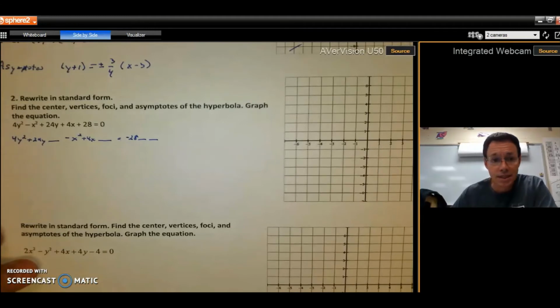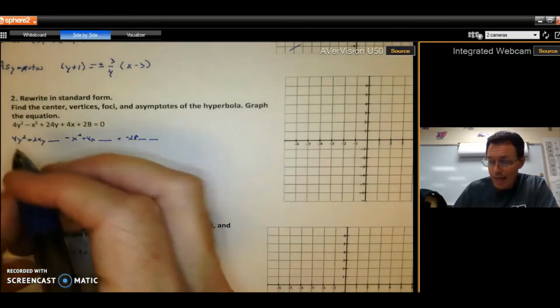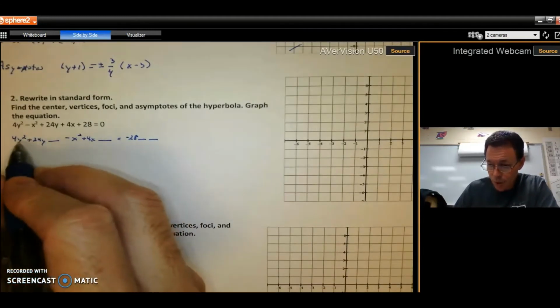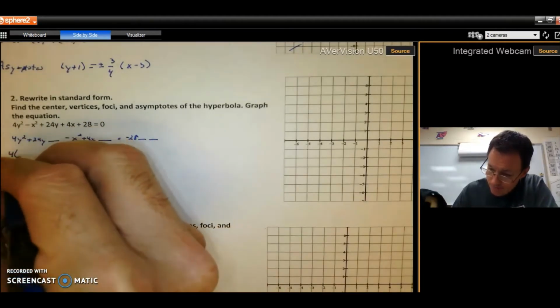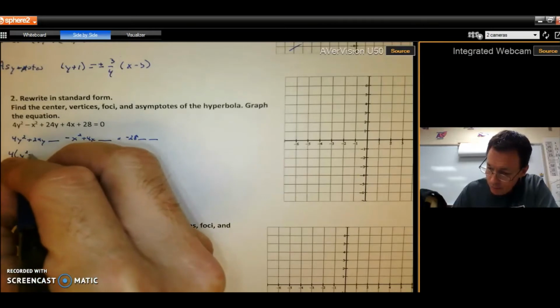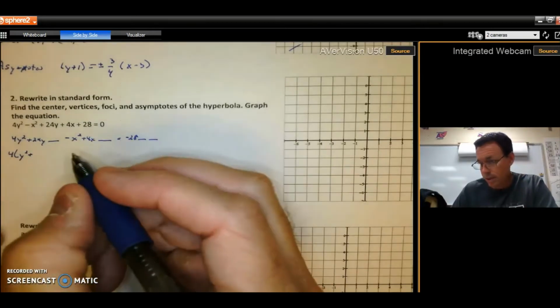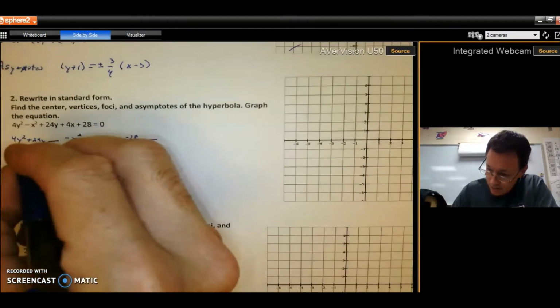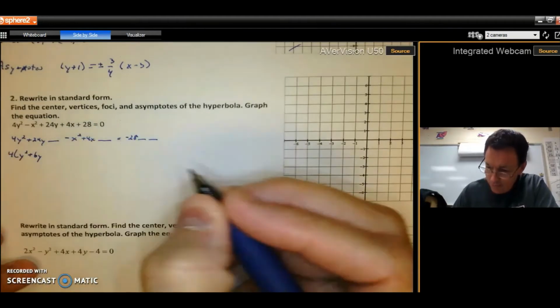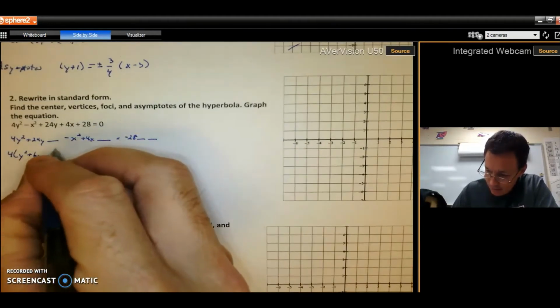Now, just like the ellipse, we're going to factor. I can't complete the square. The y squared has to be by itself. So we're going to factor out a 4. y squared plus, so what's that going to be? 4 goes into 24 6 times. 6y. We're going to leave a blank.